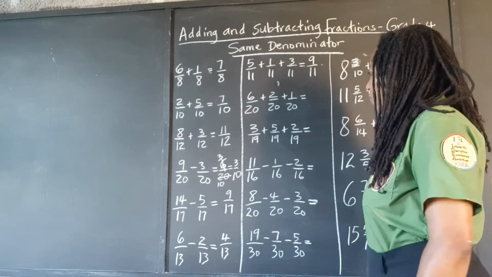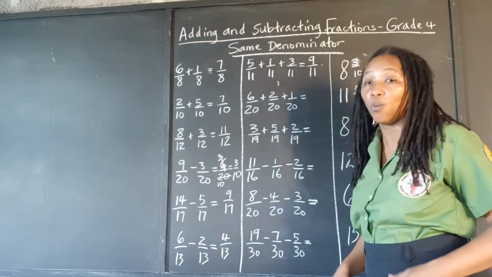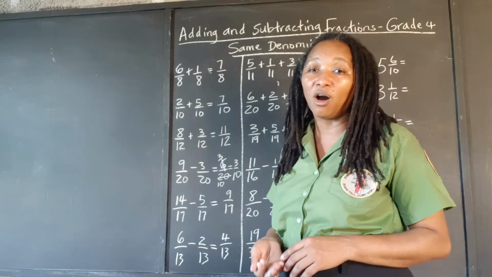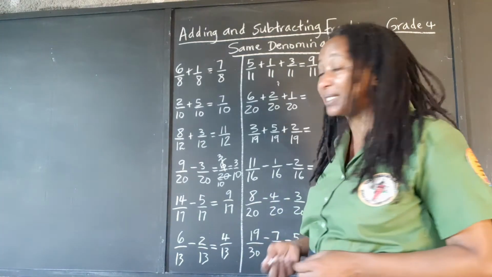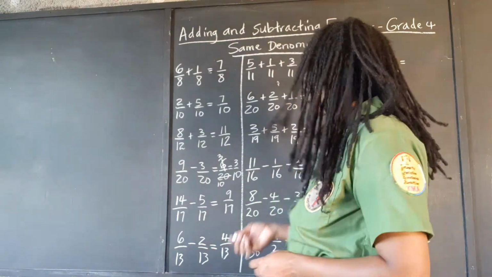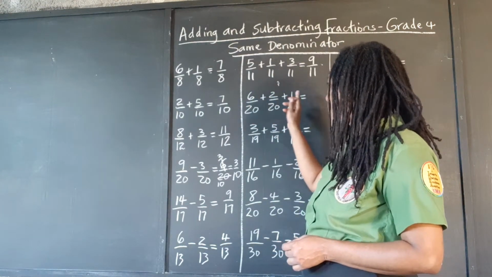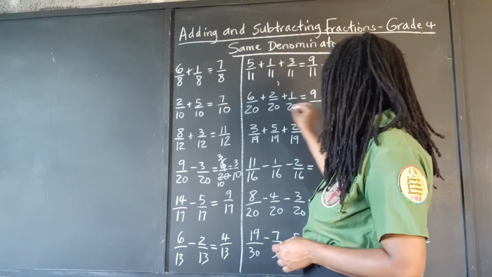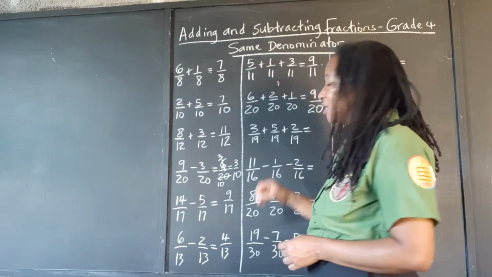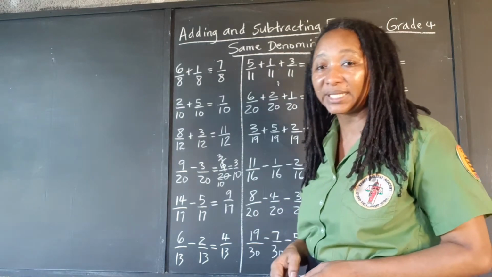Now we have 6/20th, 2/20th, and 1/20th. They are all over the same denominator, which is 20. So we're just going to add the numerators. 6 plus 2 plus 1, that gave 9. And the denominator is 20. So it's 9/20th.